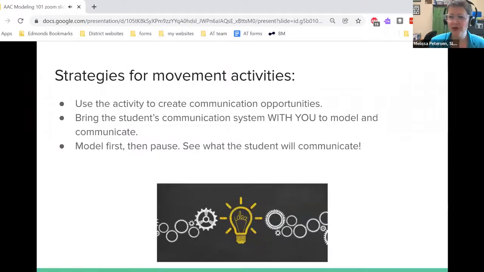All right. So to summarize that, you can use any activity, especially something with movement that students love to do, to create those opportunities to be using AAC. Bring the system with you, because otherwise you can't use it, and model first and then pause. I love modeling out on the playground. This is the one that I wear. It's just clipped onto my waist. And I love going out to recess with students and modeling stop and go and up and down. And you do it, I do it, all sorts of fun things that you can model when kids are really having fun.